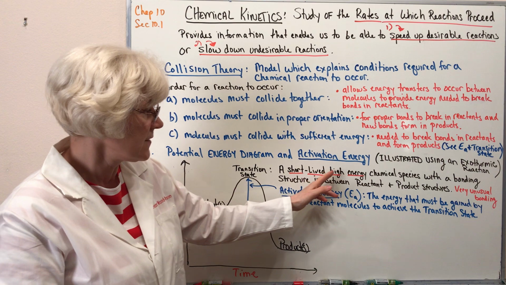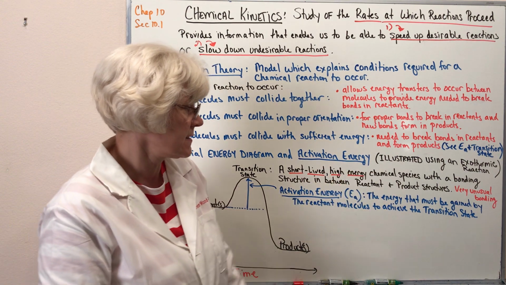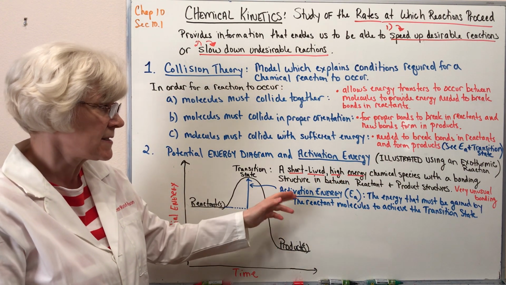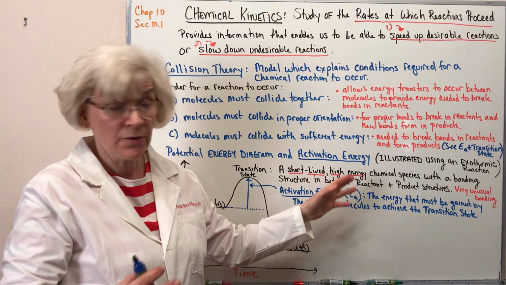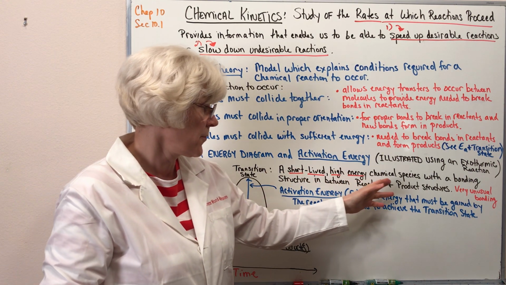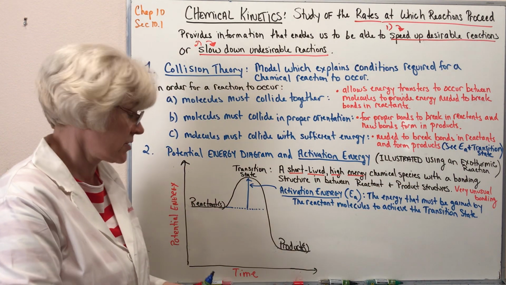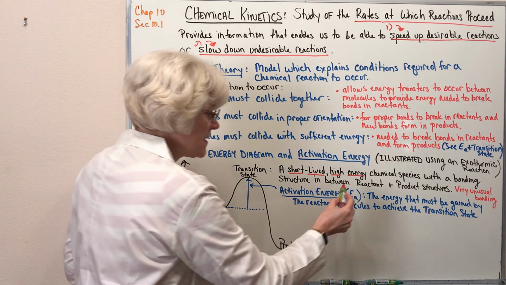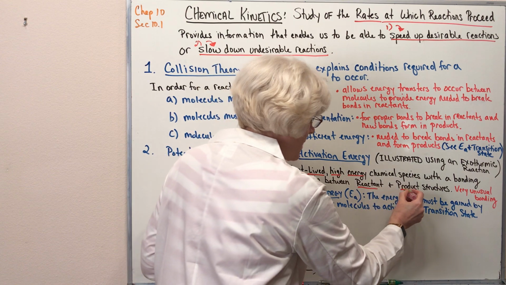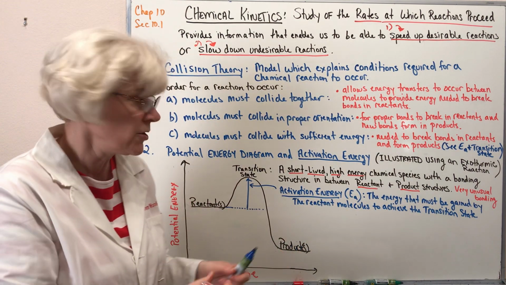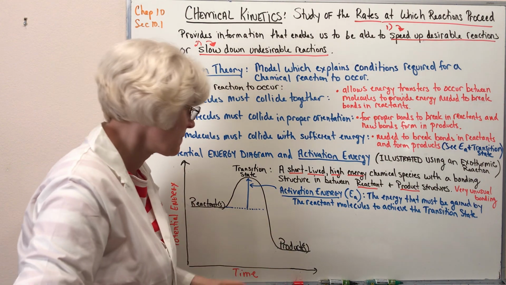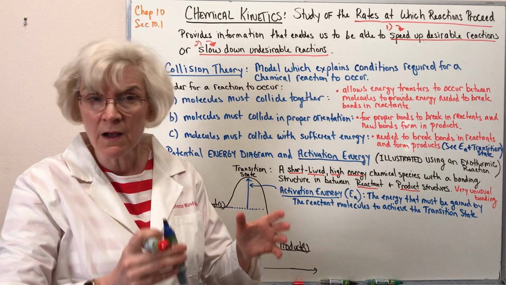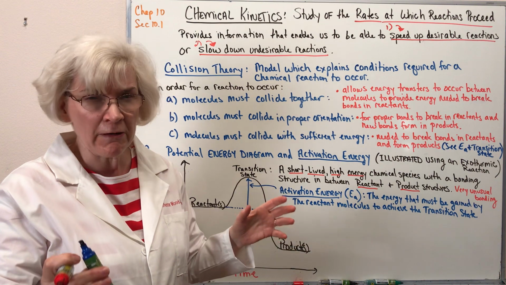So a short-lived, high-energy, very unstable chemical species that has a bonding structure in between, or intermediate between, the reactant and product structures. So you wouldn't even want to try to draw a standard Lewis dot structure for a transition state species because the bonding would be very unusual, very weird.